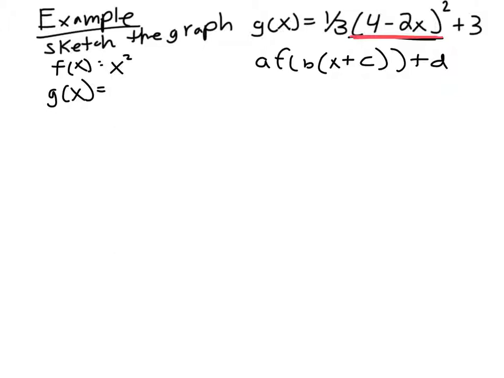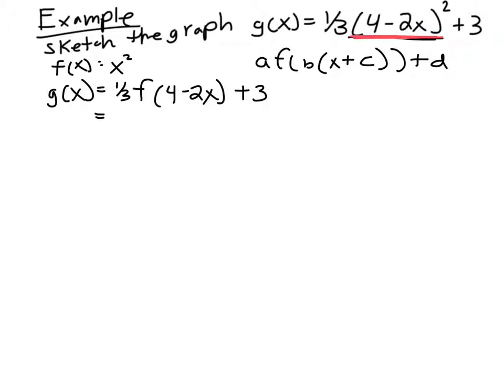So, A is going to be 1/3, right? And then, when you see f, you'll be plugging in for this x squared here. Okay, so I'm going to write that 1/3, and then instead of writing x squared, I'm going to write f. What am I plugging in for f? I'm plugging in this 4 minus 2x. And then I have this plus 3 on the outside.